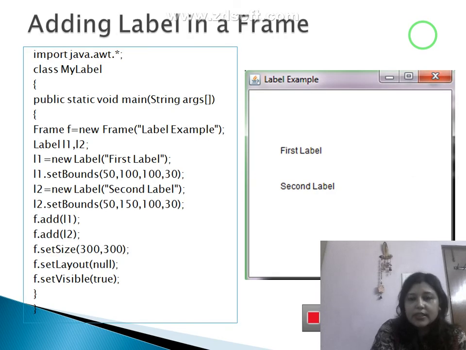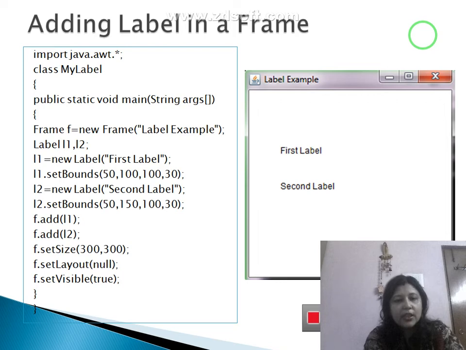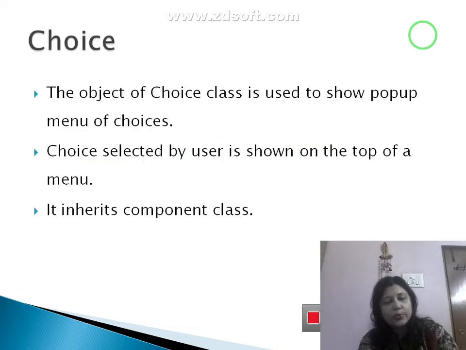Now, this is the output where it is shown that this is the first label, this is the second label. Whenever you have to display something on the screen using a label, you have to create that label, add that label into the frame, then make visibility true. That means setVisible(true).